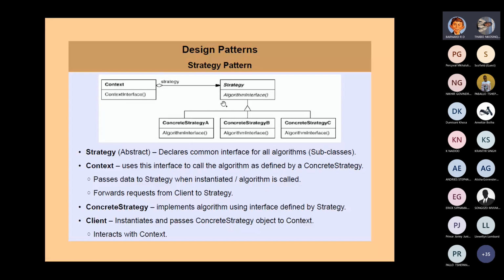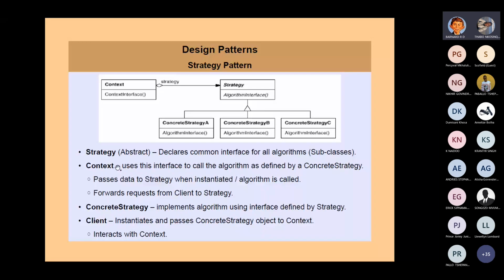And then all you do is you've got an inheritance hierarchy, you've got an abstract base class for your strategy, and then you have various derived classes which use polymorphism to do different things. So there's nothing really tricky with the strategy. But just looking at these items briefly, your strategy class, which is abstract, declares a common interface for all your algorithms, or functionality and subclasses, to put it a different way.